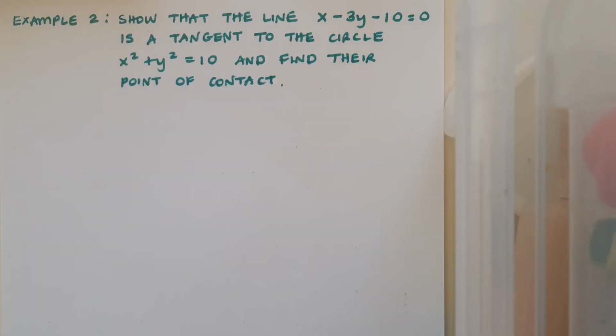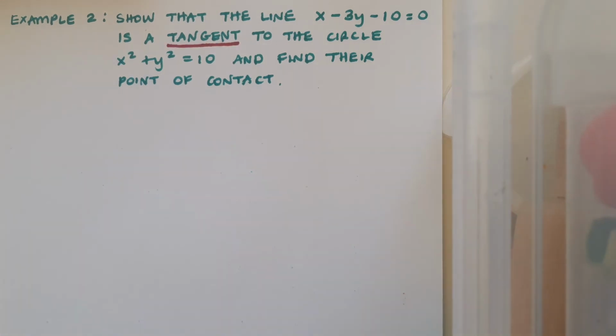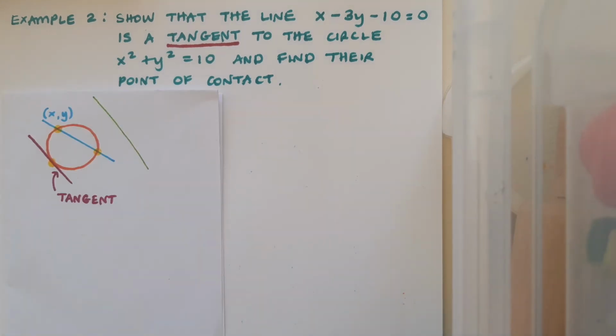So here's a second example to show that the line x minus 3y minus 10 equals 0 is a tangent to the circle x squared plus y squared equals 10, and to find their point of contact. So note the word tangent here, and if we refer back again to our earlier diagram, we remember that a tangent is a line that meets the circle at one point only. So if we can find the point of contact and show that there's just one point of contact, that in itself shows that the line is a tangent to the circle.